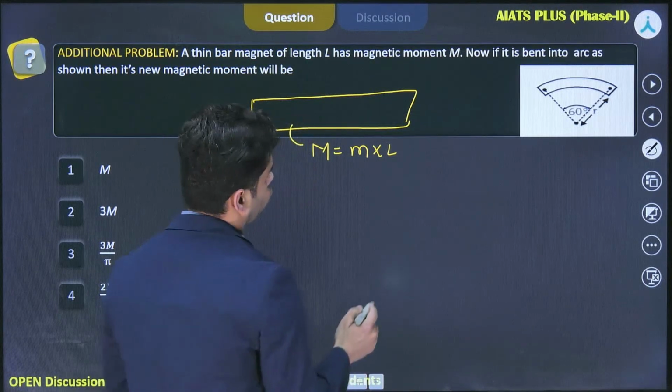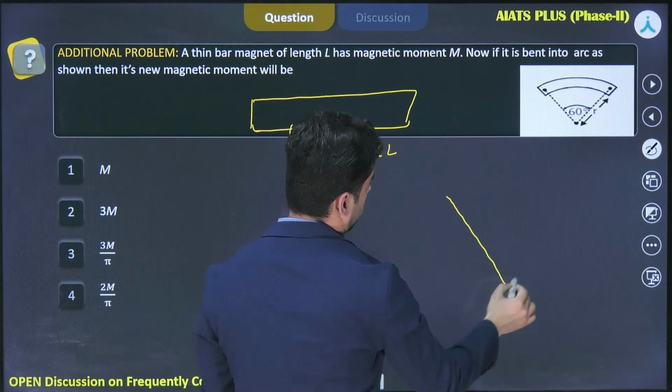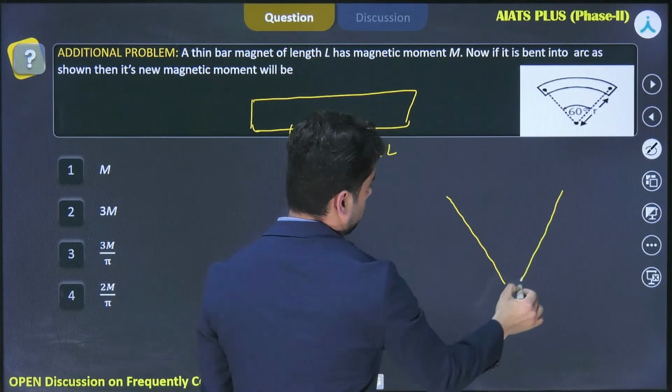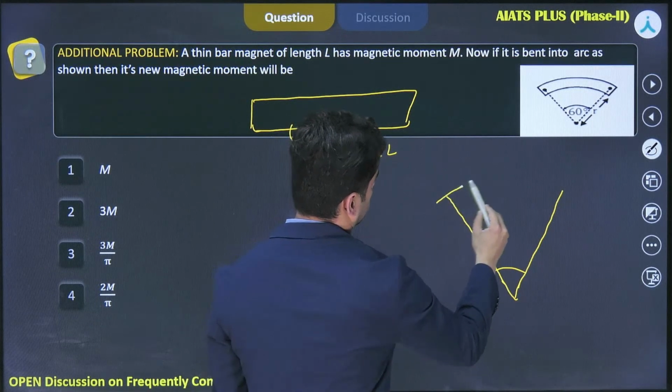So this time you have something like this. If I try to draw the arc, this is 60 degrees, and you have something like this.